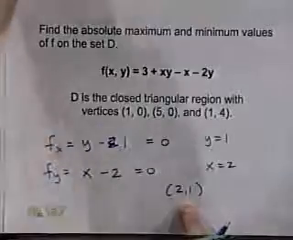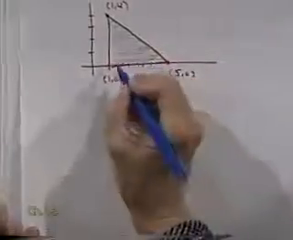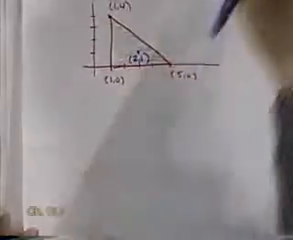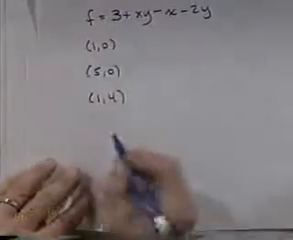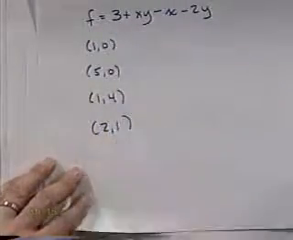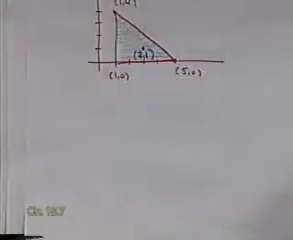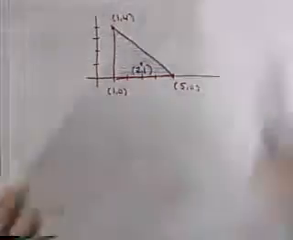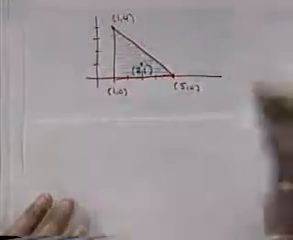We should check that that is in the interior. And 2, 1 is right here. It definitely is in the interior. So we're going to add 2, 1 to our list of points to check. Now we have to check the borders. Now, how do we check the borders? Well, let's look. We have 3 borders to check.